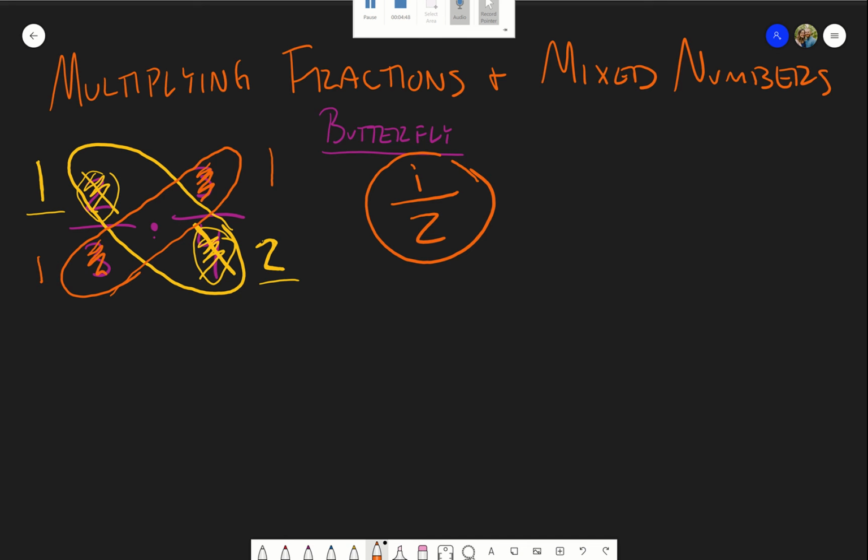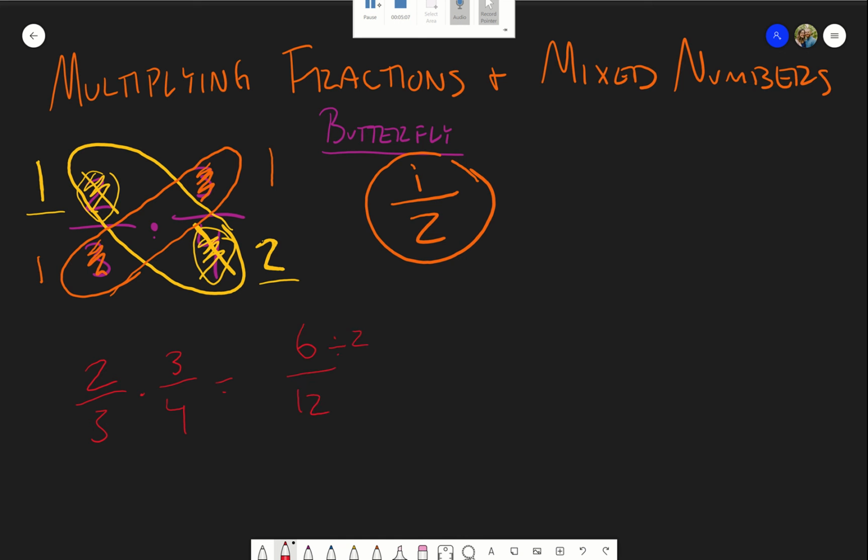I simplify before I multiply, and then I can multiply, and it works out really well. If I were to do that the other way and multiply it out like normal, 2 times 3 is 6. 3 times 4 is 12.